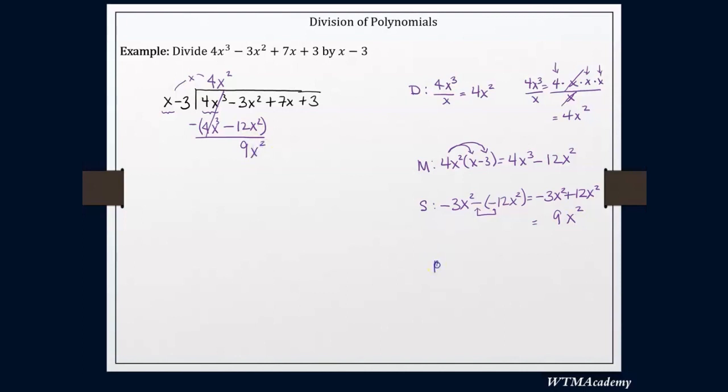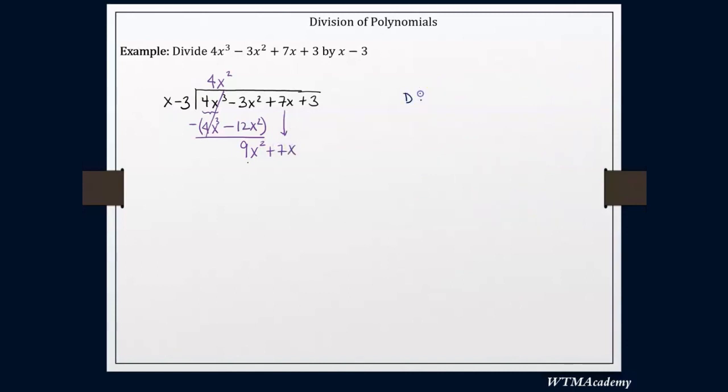What's the next step? Of course, we bring down the next term. So let's bring down that positive 7x. And we start all over again. We start our division by seeing how many times does x go into 9x squared. So 9x squared divided by x, remember we only divide the first terms, and that becomes 9x. So this is what we are going to multiply the x minus 3 by. These two get multiplied. Let's do that.